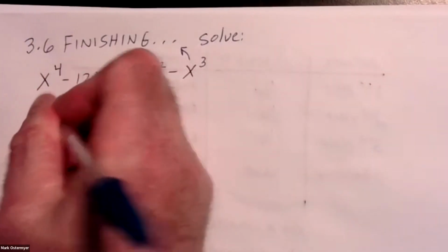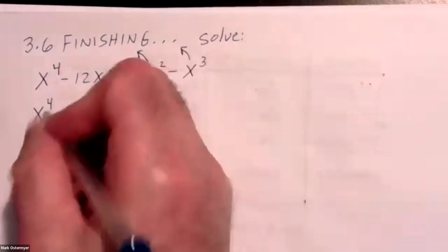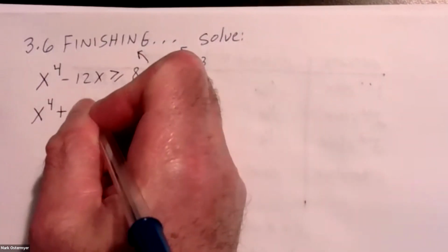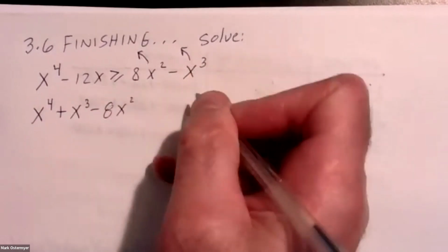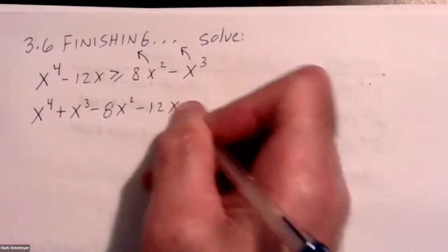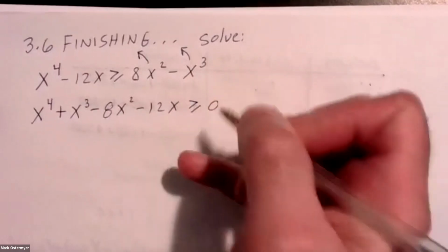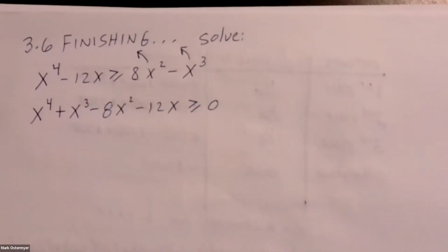So how do I do that? I'm going to add x cubed to both sides. Subtract 8x squared from both sides. And when I do that, the right side of my inequality will, of course, go to 0. So now my inequality is set to 0, and that's what we need.